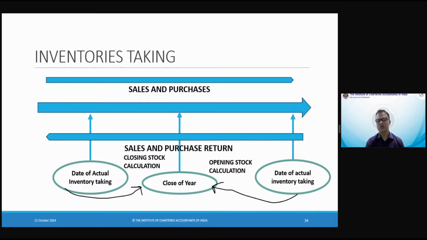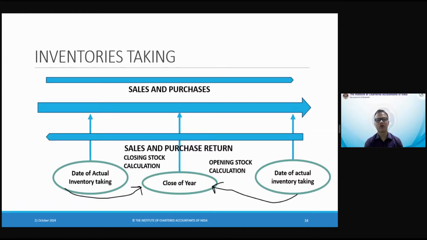So you see, either you have to take it as a closing stock calculation or as an opening stock calculation. It depends on the question which has been asked to you. The question will guide you to tell whether we should do a closing stock basis calculation or opening stock basis calculation. So I think up to here it is clear. Basically, in all the questions on inventory taking, we have to find out the inventory at the close of the year.